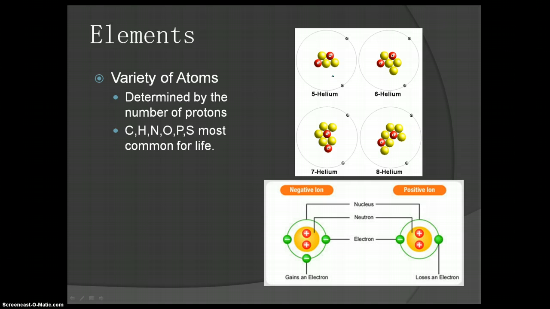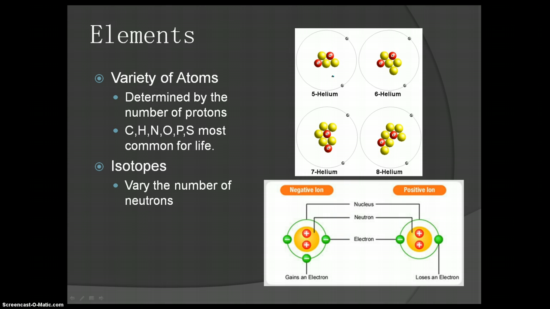You need to know, and you should know at this point, that carbon, hydrogen, nitrogen, oxygen, phosphorus, and sulfur are the 6 most common elements found in living tissue. There's lots of other elements that are found in living tissue, but the majority of organic molecules are made of carbon, hydrogen, nitrogen, oxygen, phosphorus, and sulfur. So you really need to make sure that you know everything about those 6 elements, okay?